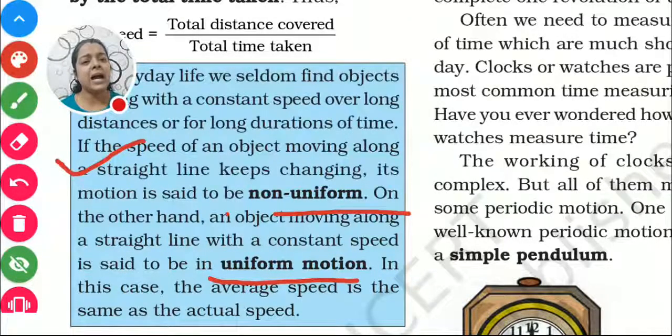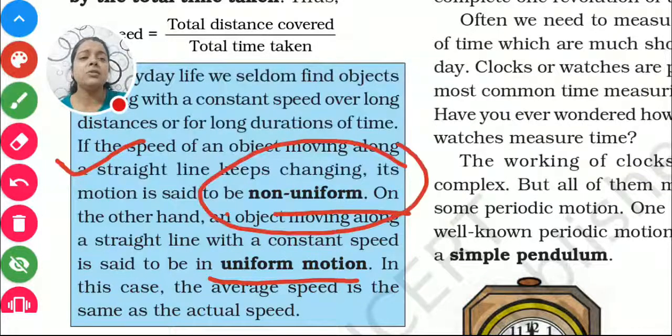When it is like that, it is known as non-uniform. Means which is not uniform, which is not similar every time. So first is that kind of motion which is not similar every time.